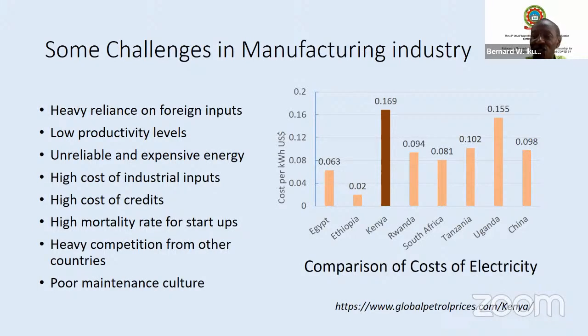Then we also have low productivity levels. The productivity in Kenya is a bit low. But one other element is unreliable and expensive energy. Actually, when you look at electricity costs in Kenya, they are high, despite the fact that over 90% of our electricity is generated through green energy for industry, but the costs are quite high. We are looking at the costs per kilowatt hour in US dollars. And you find that in Kenya, the cost is at 0.16, about 17 cents US dollars.